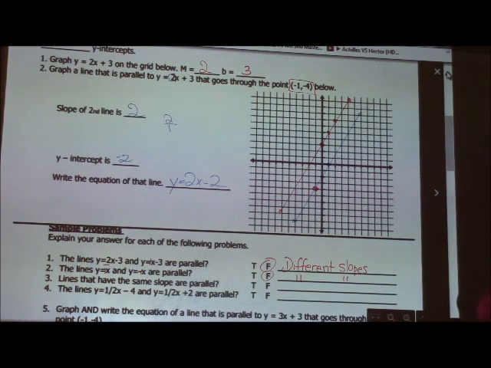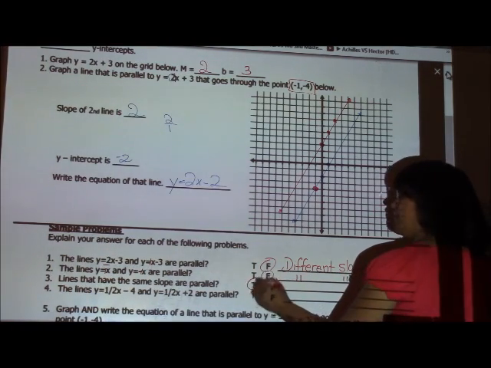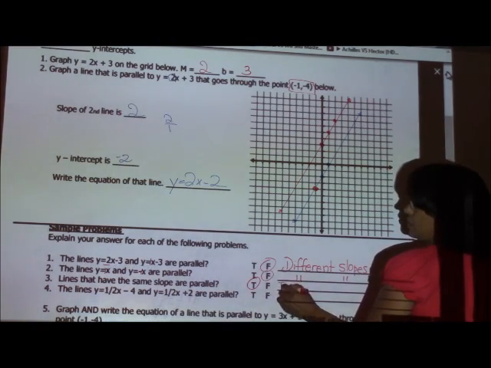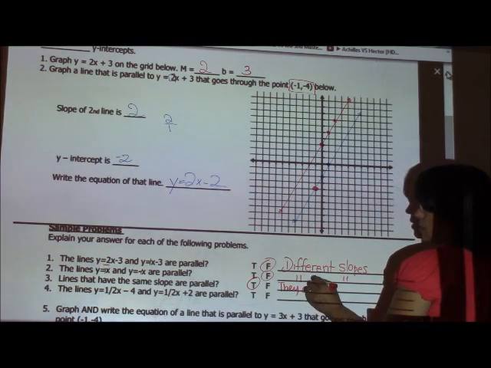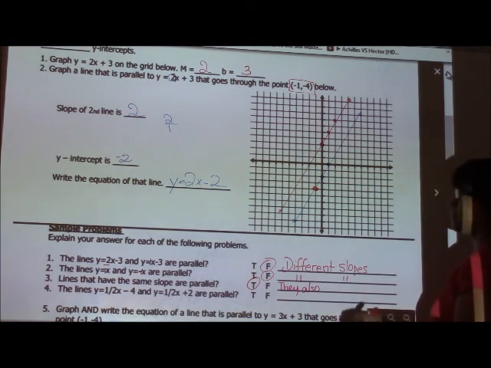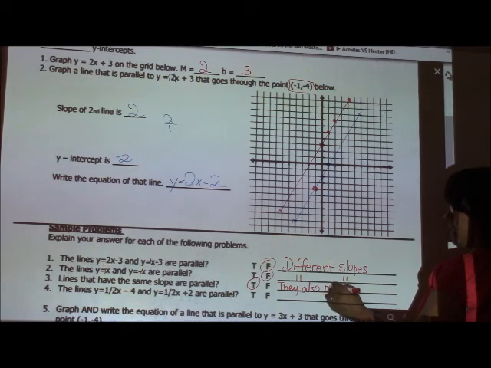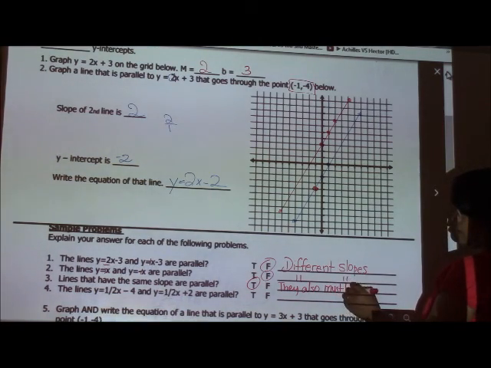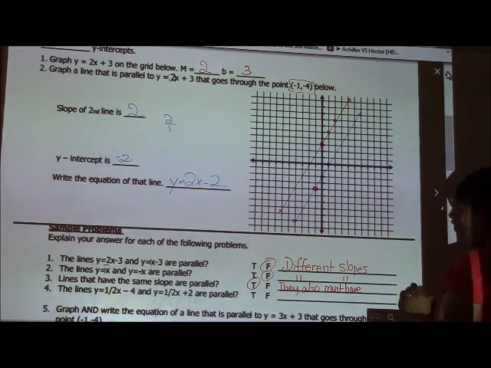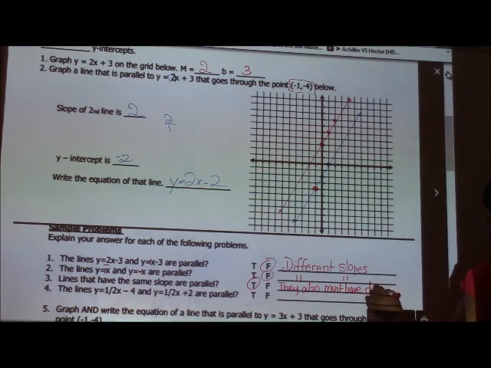Lines that have the same slope are parallel. That's true if they also have what? Right, they also must have different y-intercepts.